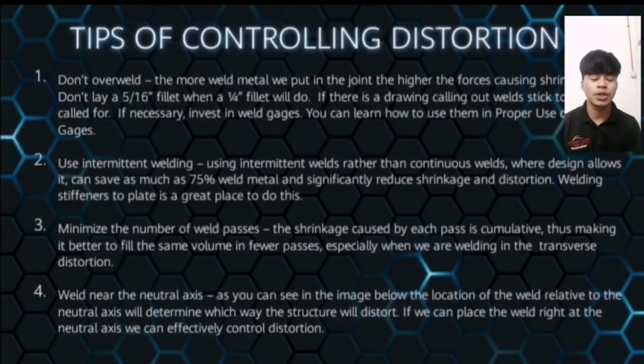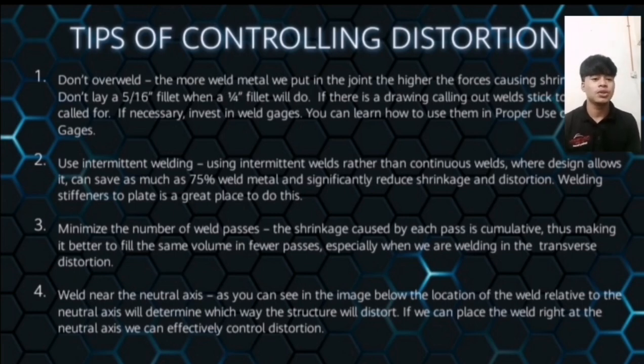Okay, today I want to present about these tips of controlling distortion. Number one, don't overweld. The more weld metal we put in the joint, the higher the force causing shrinkage. Don't lay a 5/16 fillet when a 1/4 fillet will do. If there is a drawing calling out welds, stick to the size called for. If necessary, invest in weld gauges. You can learn how to use them in proper use of weld gauges.